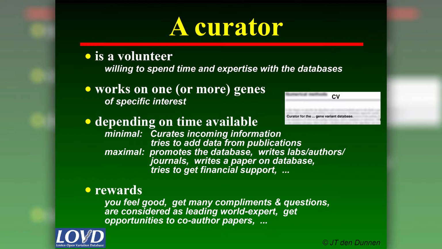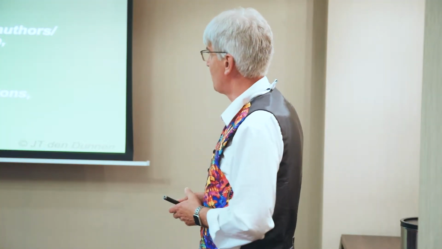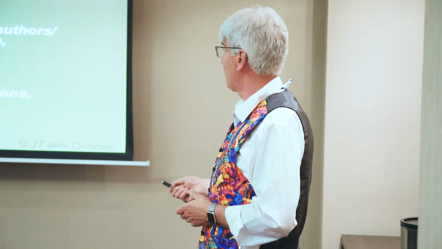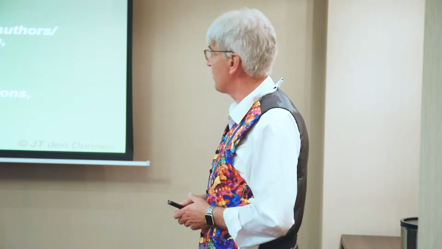When you collected all the information for a gene, it's, for instance, Human Mutation likes to receive papers which say, I put all effort in one specific gene or one disease, and I collected all the variants from the literature, and the database is now up to date as of the moment I submitted the paper. And of course, you also can try to get some financial support to do your work. Some curators are quite successful for that, and they often get paid by a patient organization to curate the database.